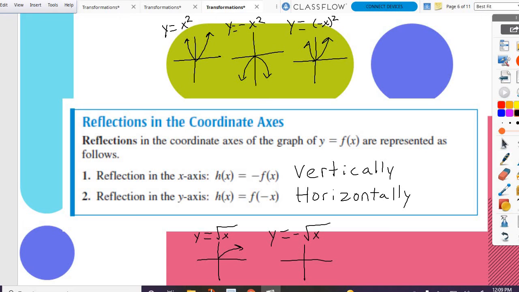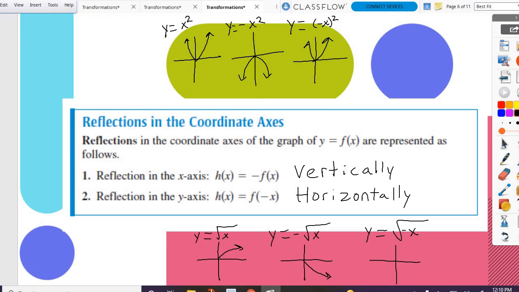So it would have reflected it vertically, right? So which way is it going to point now? Down and to the right. So it would be here now. Agreed? Now this one, we can reflect horizontally by adding a negative to the inside.